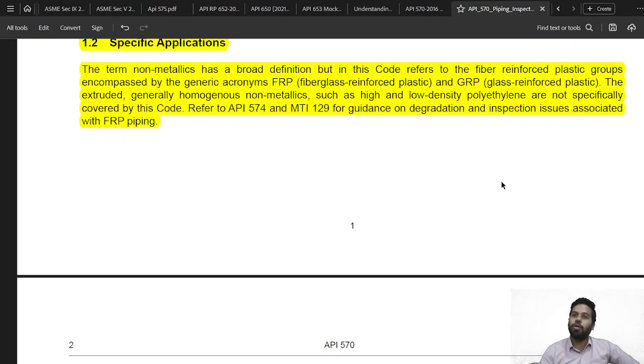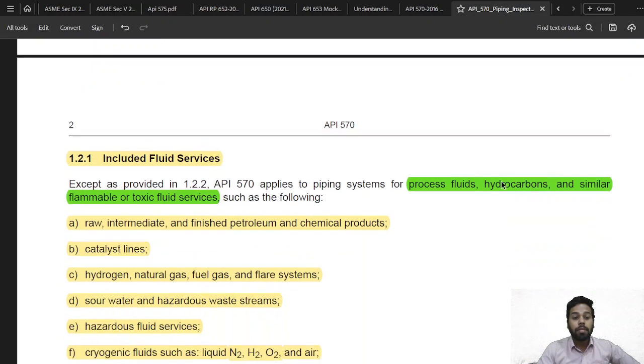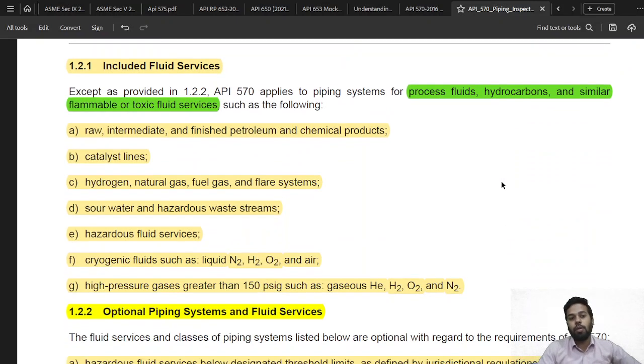So this code is also good for FRP and GRP, but this code is not good for other high density and low density polyethylene, which is not covered by this code. Okay, so it is also good for FRP and metallic pipings. Included fluid service. So which fluid services are included for this code?